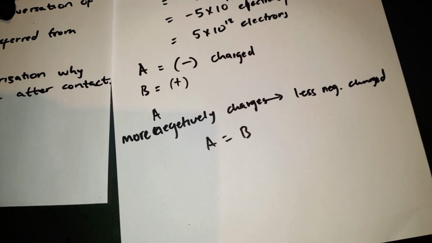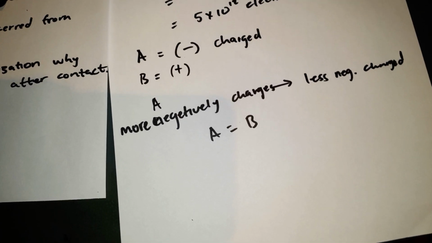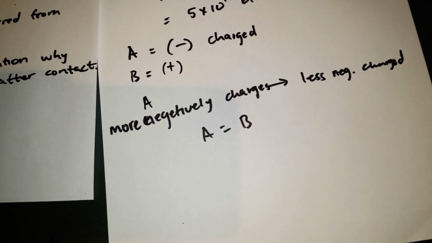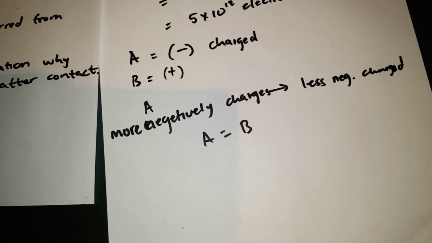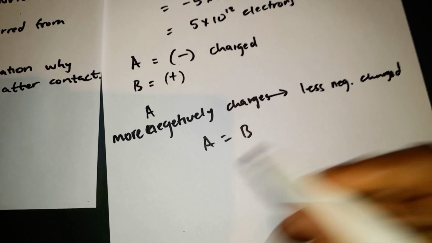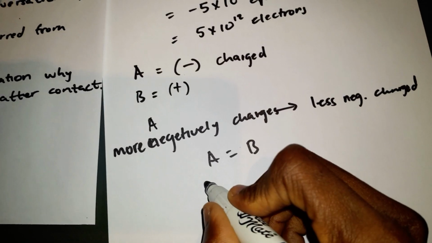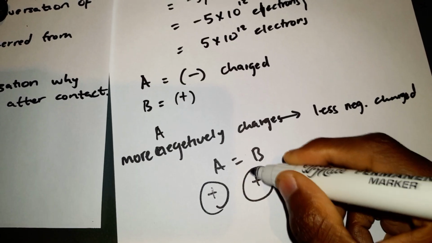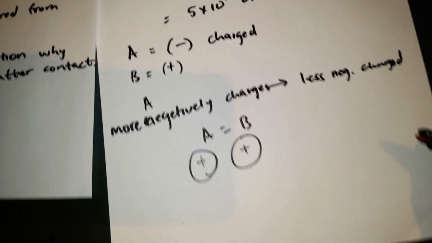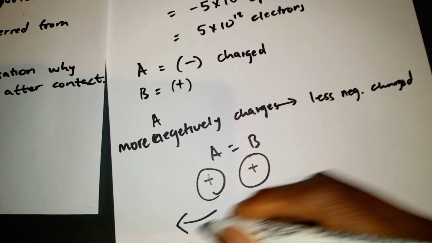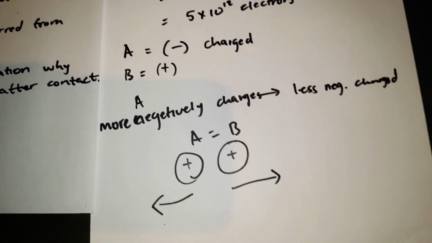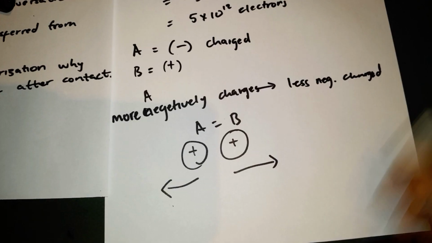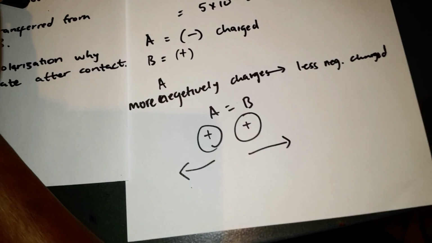The number of electrons on A will be the same as the number of electrons on B. So now they'll have the same charge. Let's say they'll become both positively charged, and we know that if spheres are both positively charged, what will happen? They will repel, because they have like charges. You get it? So it's just like that, easy and simple.